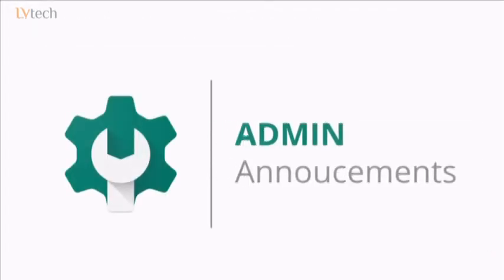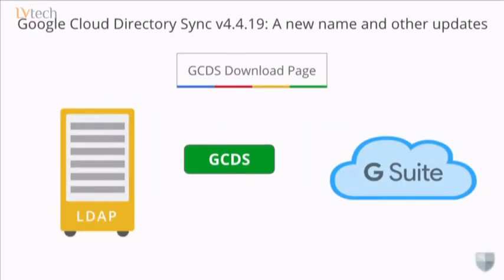Now let's talk about some admin announcements. There's a new version of the Google Cloud Directory Sync, which has also been renamed from Google Apps Directory Sync. Many of you are using Directory Sync to synchronize your user information from your corporate LDAP, such as Active Directory, with G Suite, thus simplifying user management if you need to keep your LDAP around.